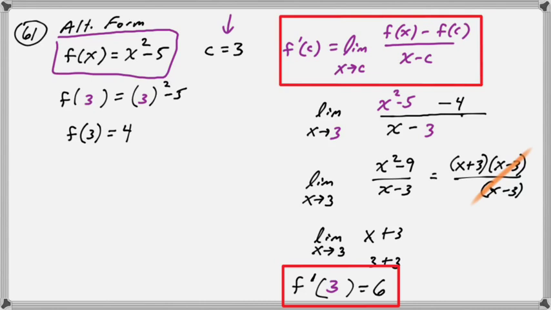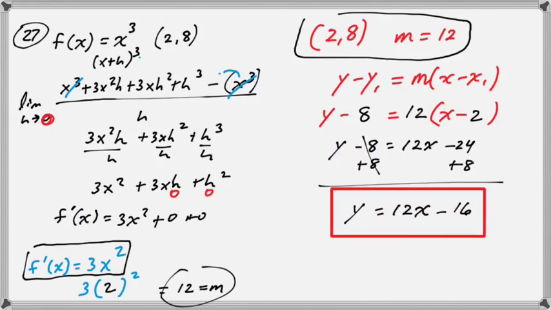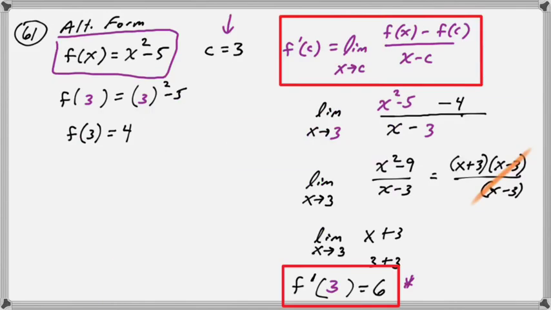That's called the alternate form of the derivative. I told you if you're doing the alternate form, you're going to end up with a numeric answer. Whereas when we did it with the limit method back here, we had x's in the answer. It was not numeric like 6.